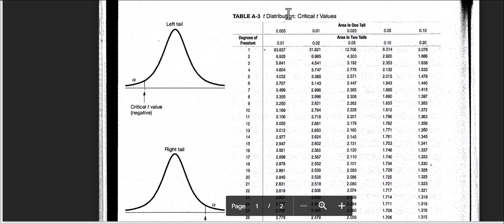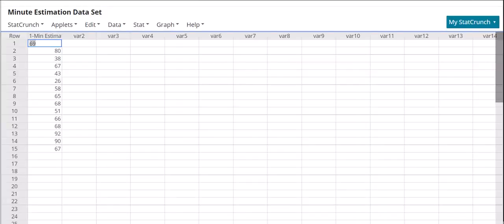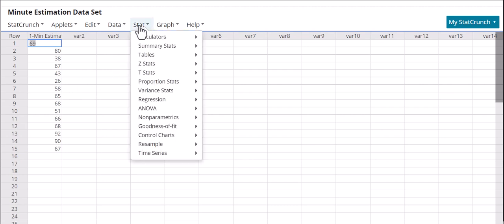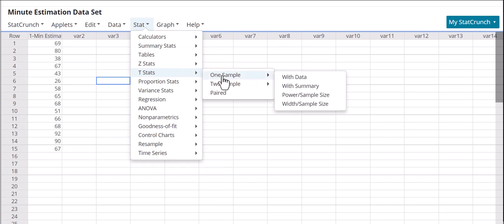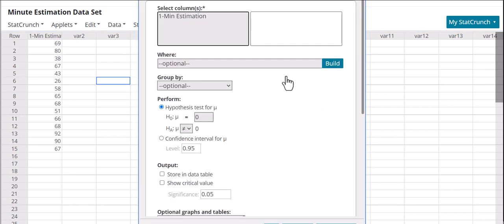So we're going to stay then with StatCrunch. So we found our t statistic, but unfortunately the table doesn't help us. So now what we're going to do in StatCrunch is find the hypotheses. So we're going to go to stat, but instead of summary stats, we're going to go to t-stat, right? Because we have a t statistic, one sample with data. And so choose your column for the data. And now notice that here it is asking us, what do we want to do? Do we want a hypothesis or do we want a confidence interval?